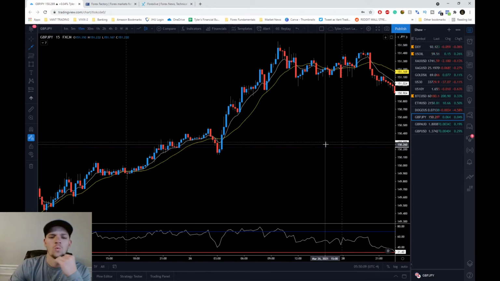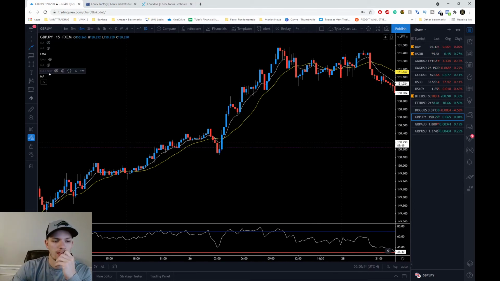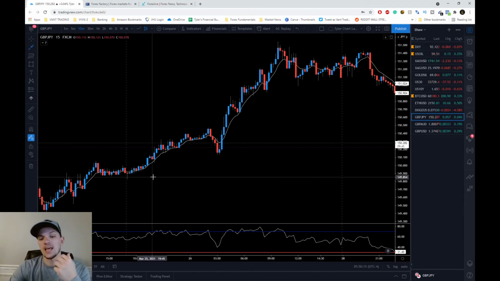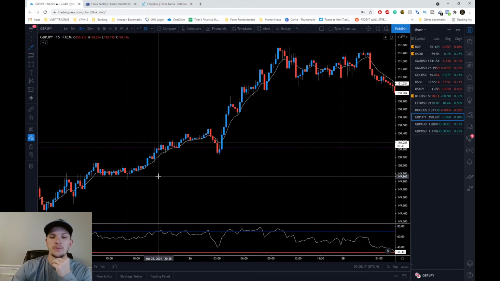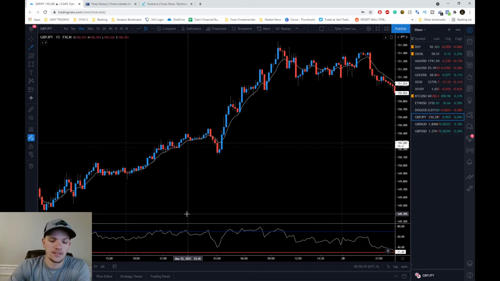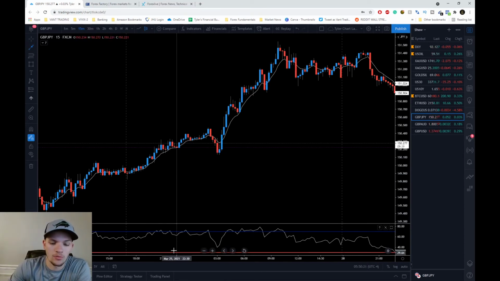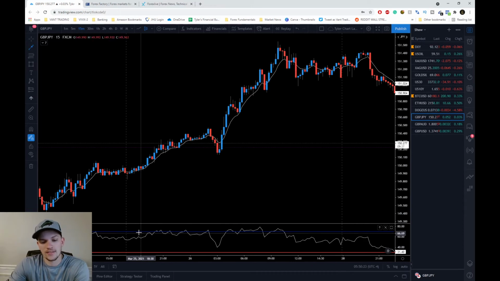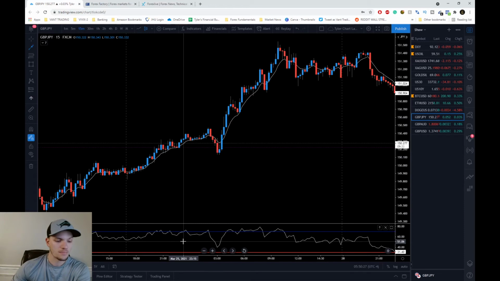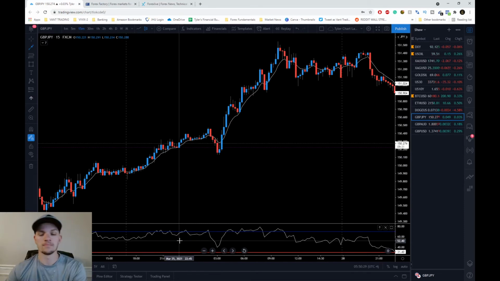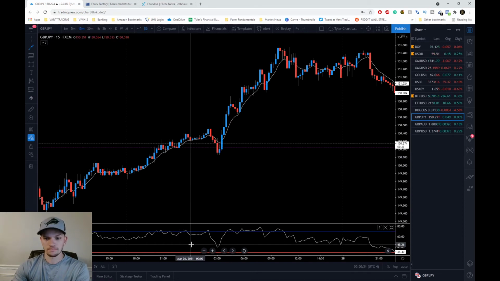Well, what I like to do is I always have my 8 EMA up, exponential moving average. And if I'm looking at this trend continuation, well, I'm looking to buy on pullbacks of the RSI, right? And if the RSI has a pullback, that means that the price action will have a pullback as well.